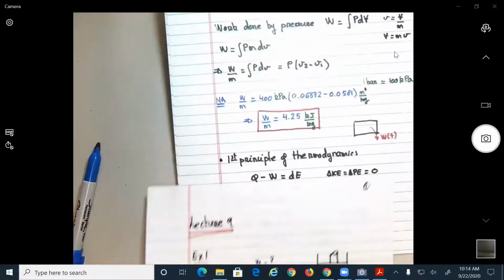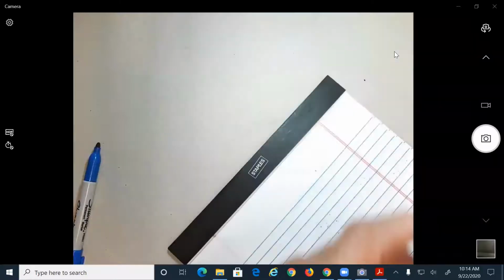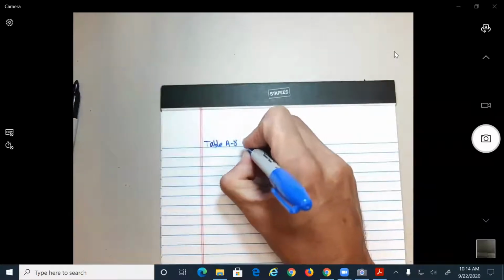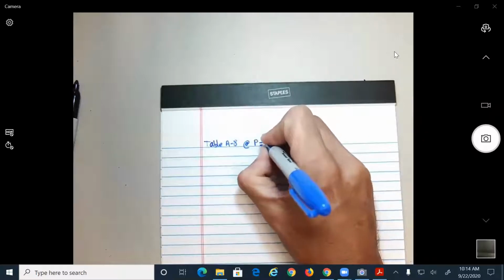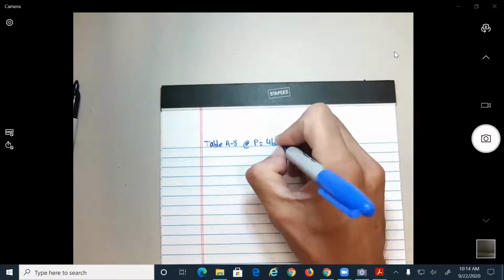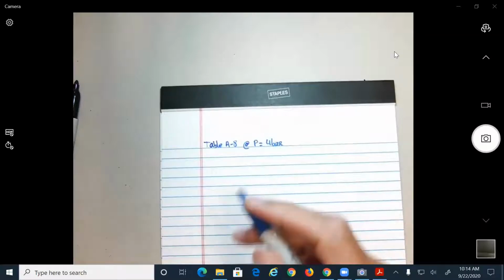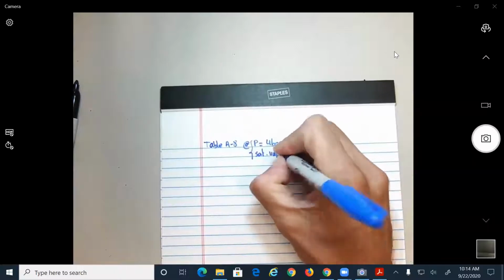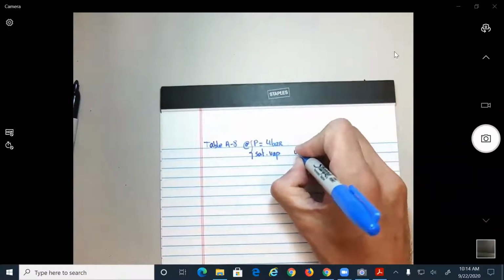So let's say that would be from table A8, at P equal 4 bars, and we know the state is saturated vapor. We can say that U1 will be equal to U sub G.